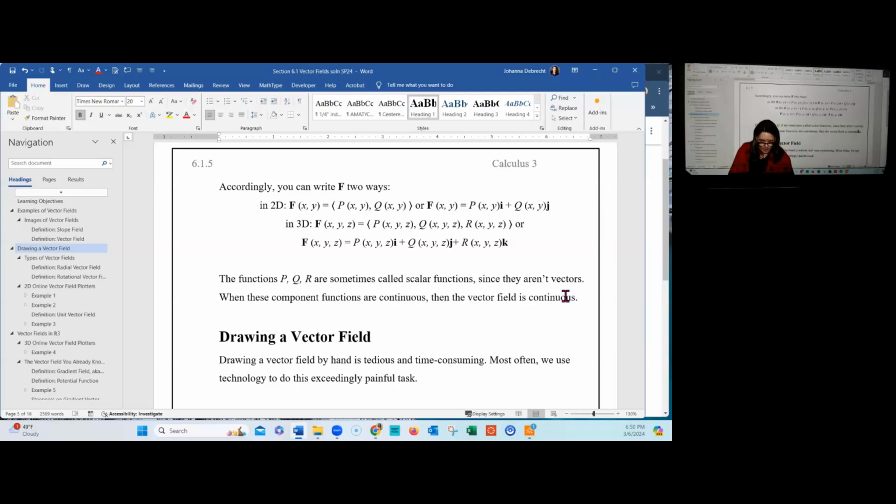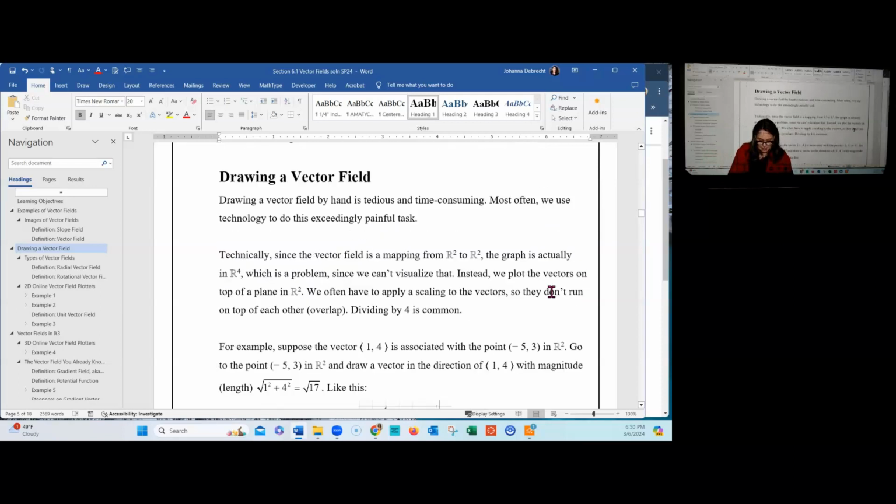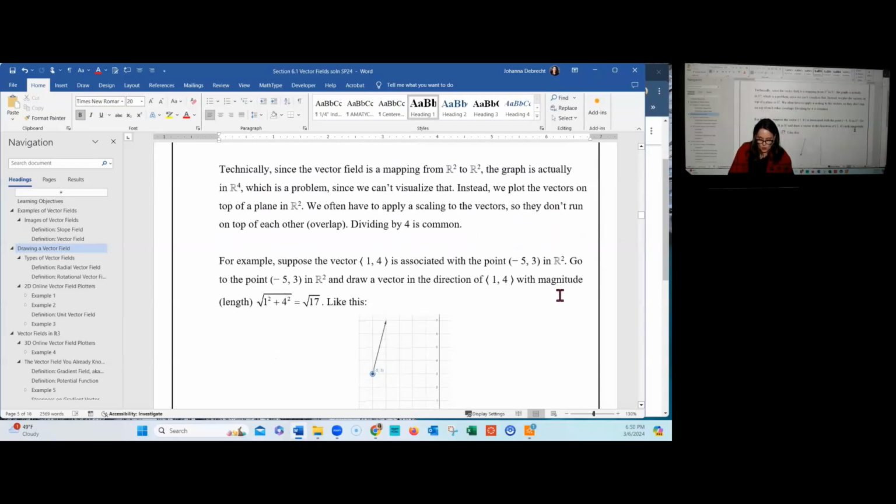Let's talk about how we draw a vector field by hand. One way of doing it is to find, for example, the slope or derivative at a particular point. If we're looking at a particular point on a curve and we compute the slope of the tangent line at that point, that slope has both a direction and a magnitude, and we can represent it in a particular direction.